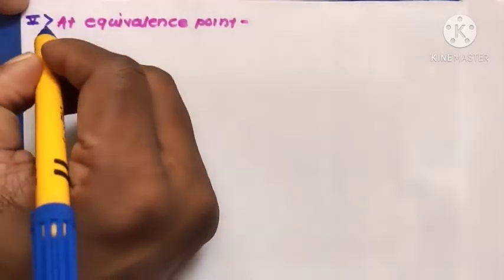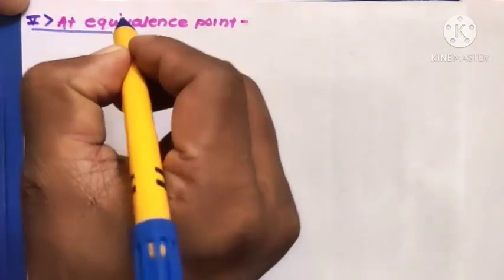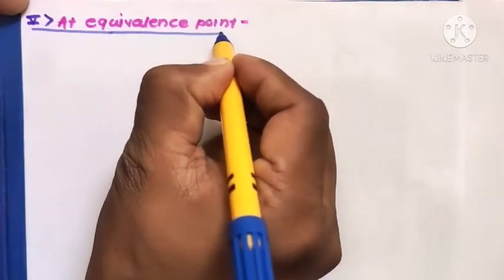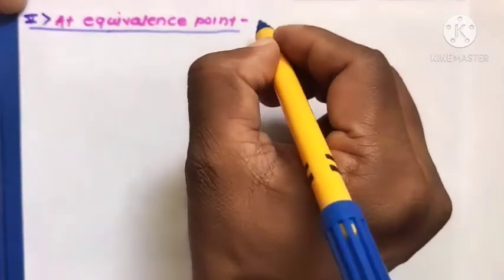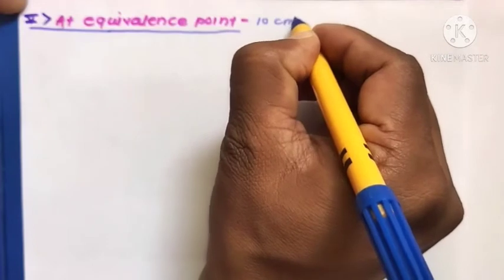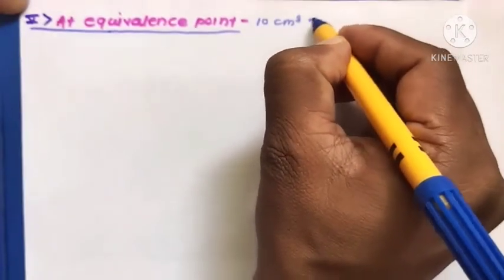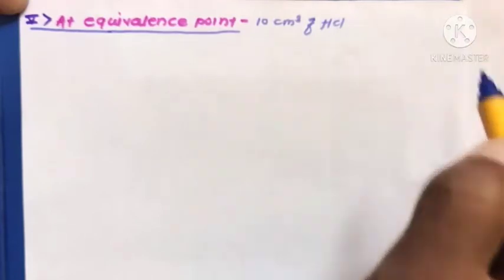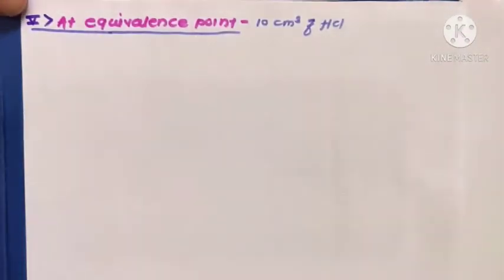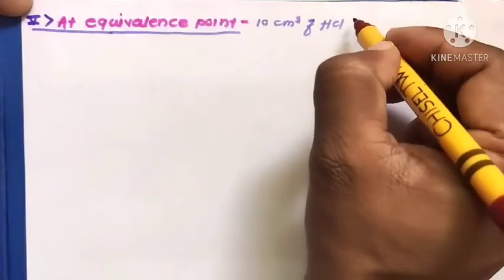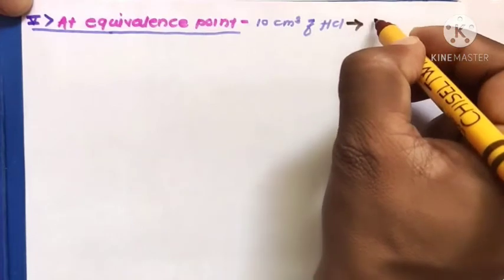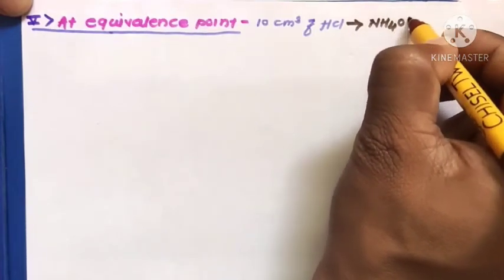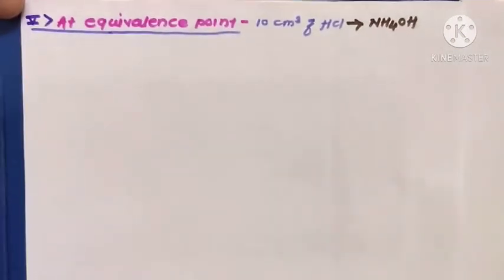Now we calculate the pH at the equivalence point, that is, when 10 cm cube of HCl has been added to the titrant, like NH4OH. Then the pH of the solution can be calculated at the equivalence point.